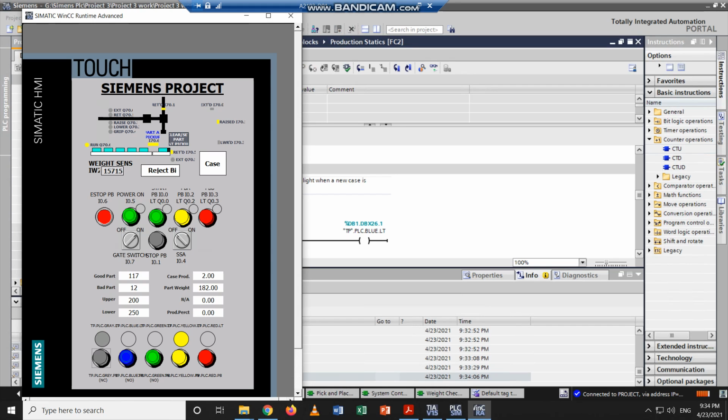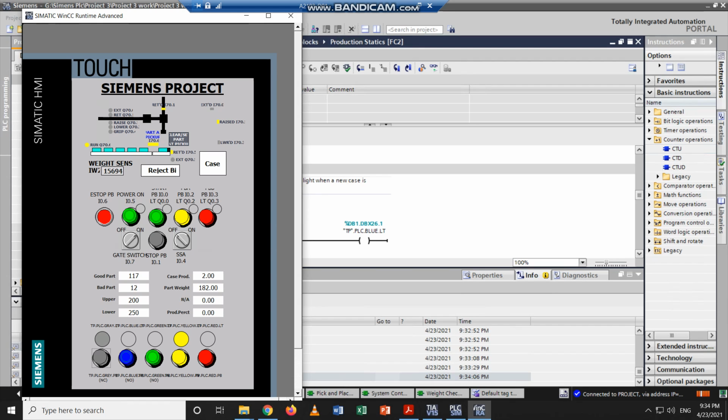In this project, I have used timers, counters, and other instructions to fully automate the system. We'll be counting the number of good parts, the number of bad parts. We'll be determining the weights by setting the upper and the lower limit. We'll be counting the number of cases produced, and we'll be calculating the percentage of the cases produced.